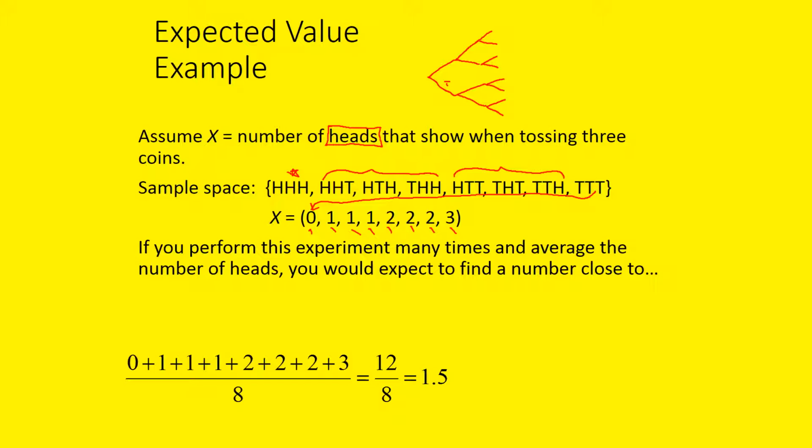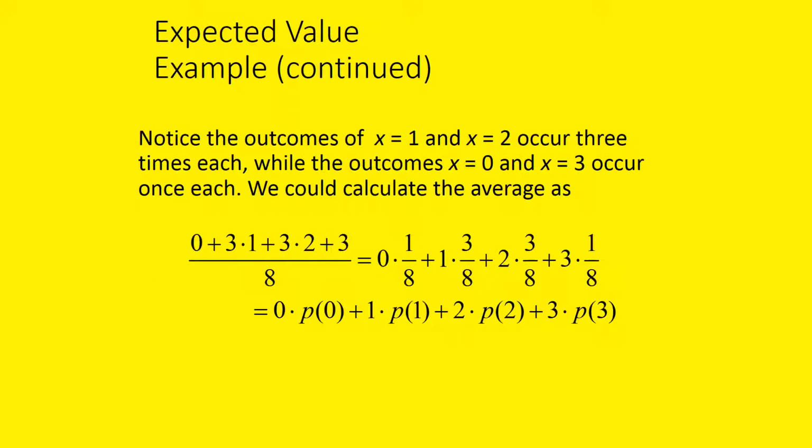And so on average we would expect about 1.5 heads if we just ran this experiment a lot. I mean, you look at this and you kind of think, oh wow, it should be something right here in the middle, something between 1 and 2, like 1.5. Notice the outcomes of x equals 1 and x equals 2 occur 3 times each, way more than the outcomes x equals 0 and x equals 3, which occur only 1 time each.